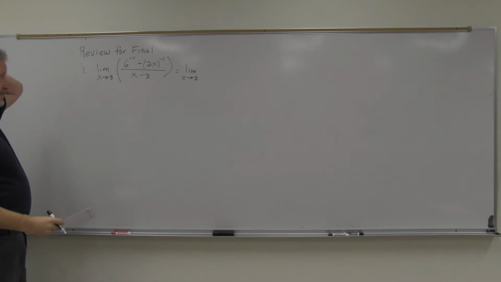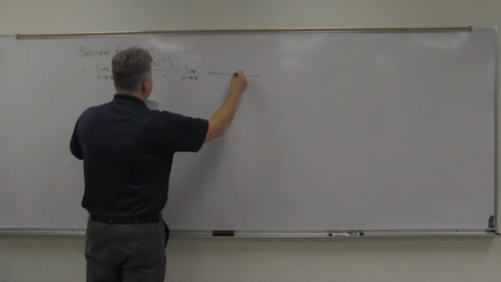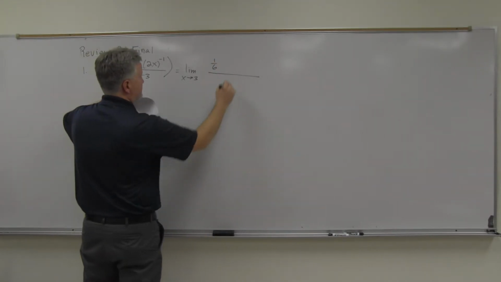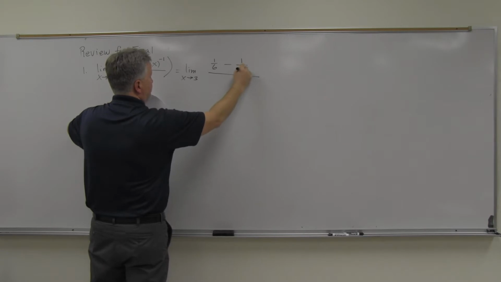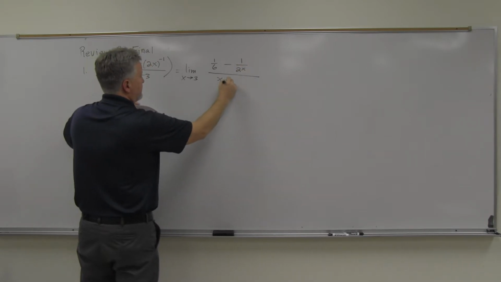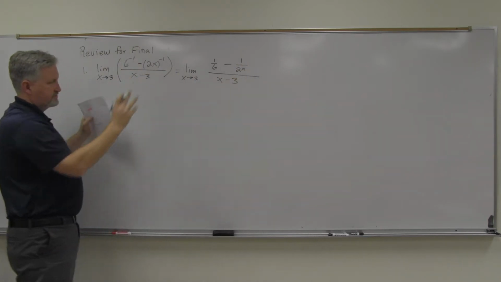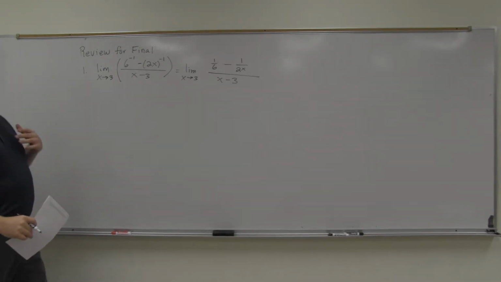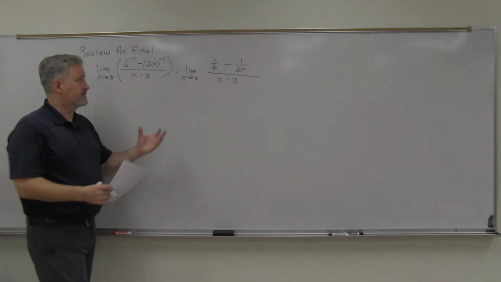This one here is just a nice way of writing a complex fraction, because 6 to the negative 1 is going to flip over and be 1 over 6 to the positive 1, and then this will be 1 over 2x to the positive 1. So, like I said, this is just a nice way of writing what it really is. It's a complex fraction.